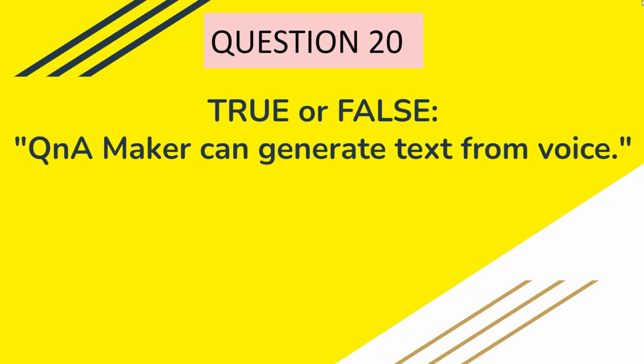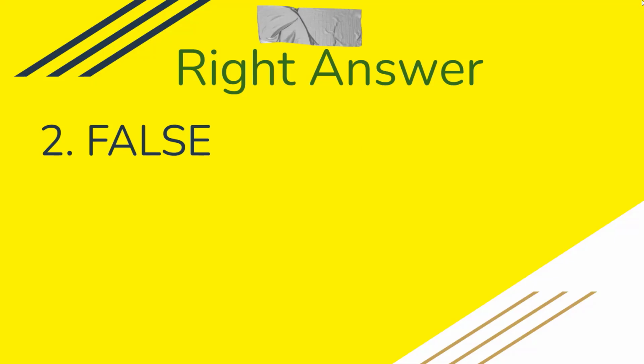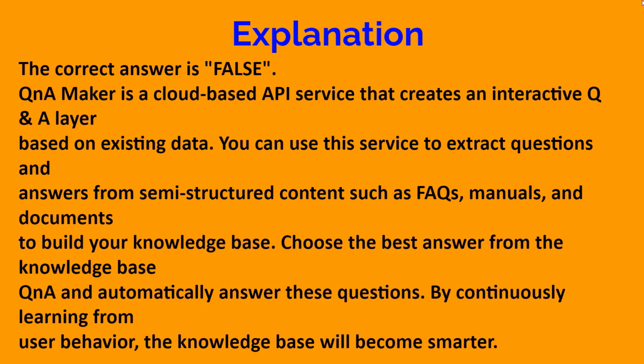Question 20. True or false? QnA Maker can generate text from voice. Option 1. True. 2. False. Right answer is 2. False. Explanation. The correct answer is false. QnA Maker is a cloud-based API service that creates an interactive question and answer layer based on existing data. You can use this service to extract questions and answers from semi-structured content such as FAQs, manuals, and documents to build your knowledge base. Choose the best answer from the knowledge base and automatically answer these questions. By continuously learning from user behavior, the knowledge base will become smarter.